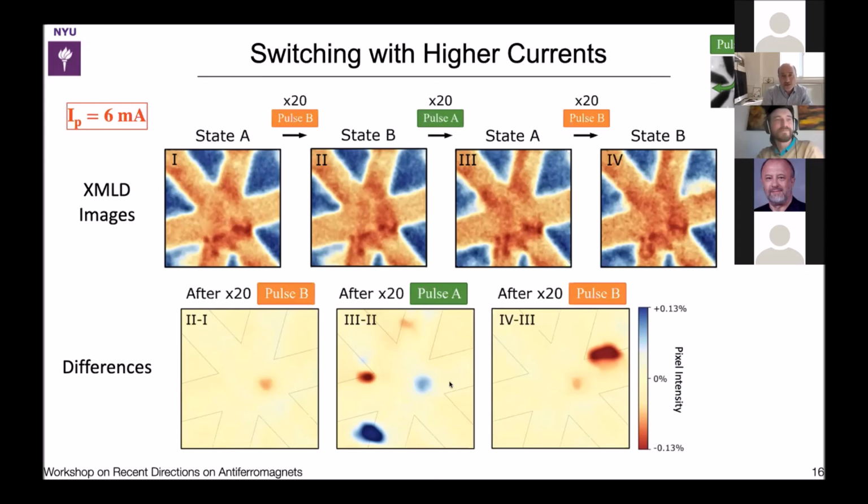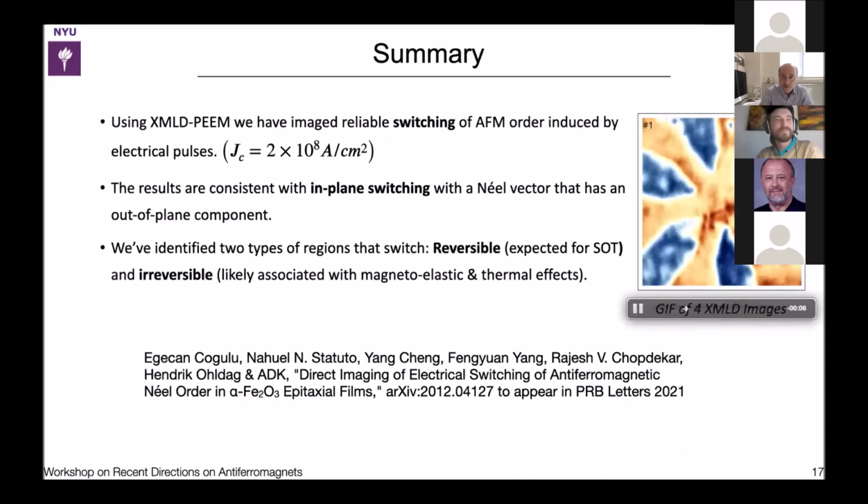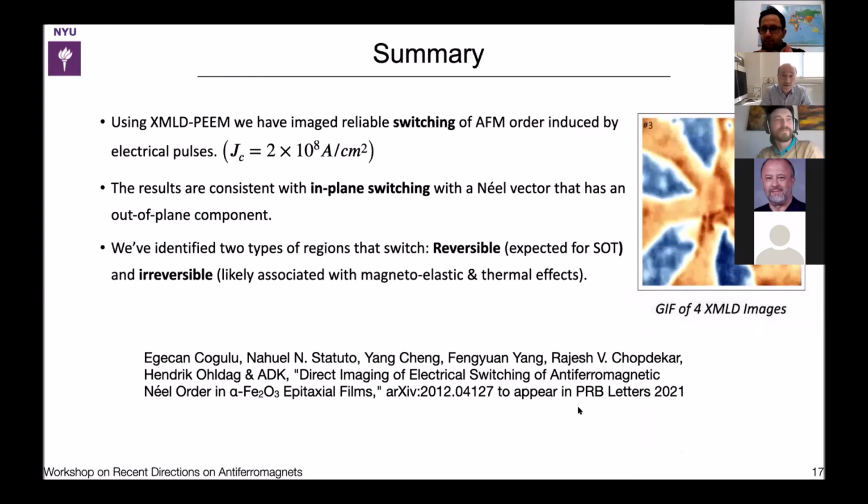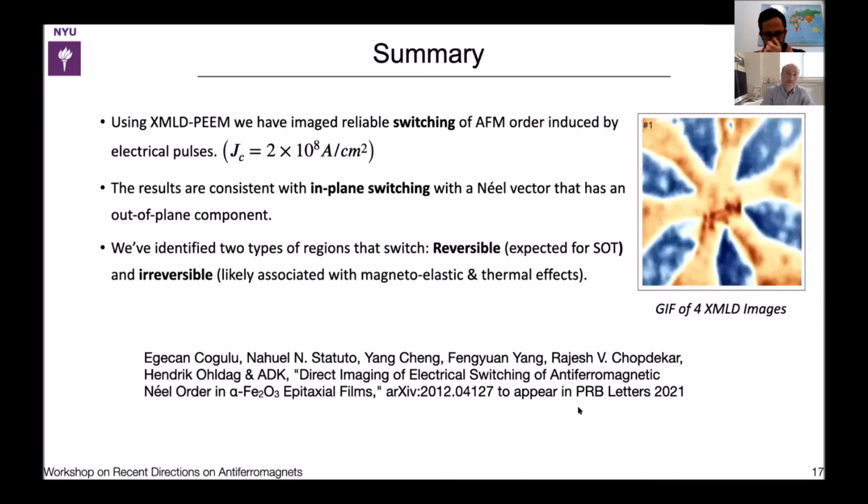In the current region, you can imagine spin orbit torques are playing a role. And there are obviously some other effects going on, which we ascribe to thermal effects, essentially magnetoelastic effects. So what have we found? Well, we found we can use this technique to really look at switching in antiferromagnets. We need currents on the order of 10 to the 8th amps per square centimeter to see switching. And the results are consistent with in-plane switching of the Néel order that has an out-of-plane component.